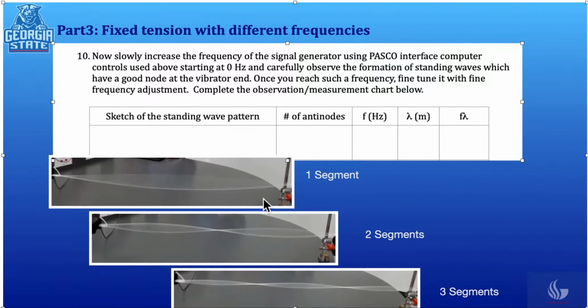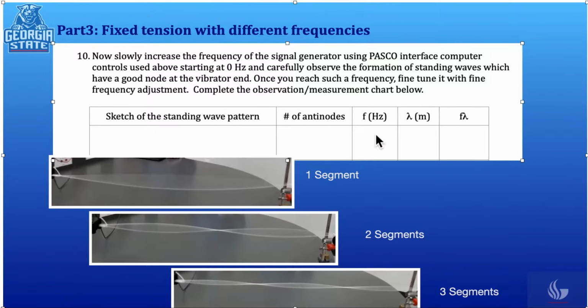Then we are going to increase the frequency. At a certain frequency, we get 2 segments. Similarly, at a certain frequency, we get 3 segments. So you have to write the number of antinodes. For example, in the first case, this is 1. In the second case, this is 2. In the third case, these are 3.